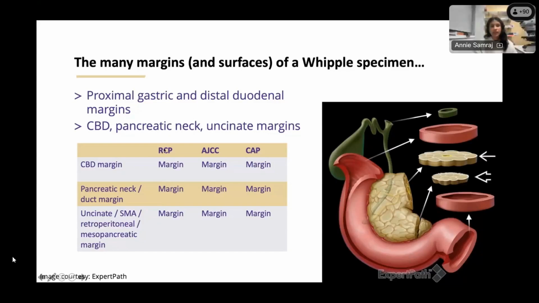So these three margins, common bile duct, pancreatic neck, and the uncinate, are pretty much agreed upon across the globe. So this is the CAP and the Royal College of Pathologists, and what most of your institutions would be following as well. Out of these, make note of the fact that the CBD margin and the pancreatic neck margin are transected margins. So the surgeon cuts it off, cauterizes it. On the other hand, the uncinate is not really transected, but is dissected. So it's a dissected margin.